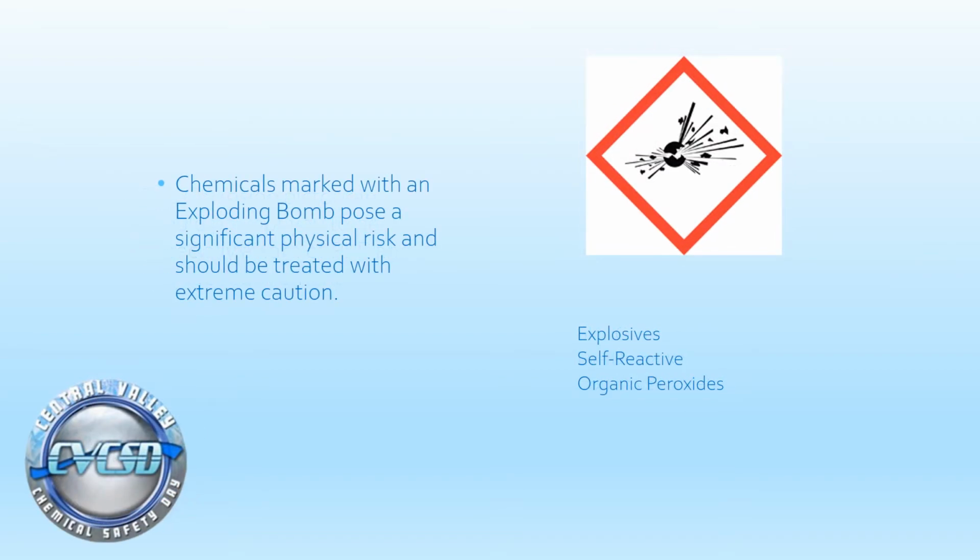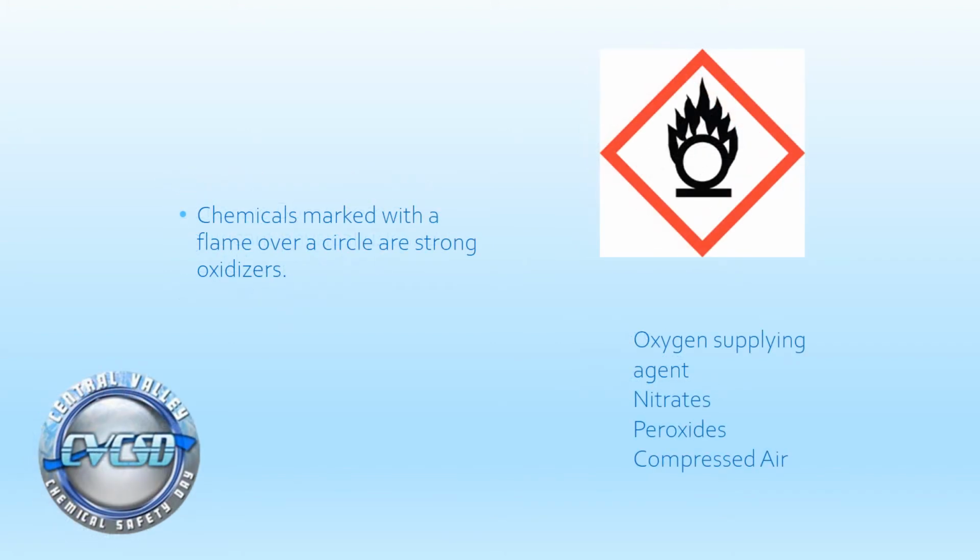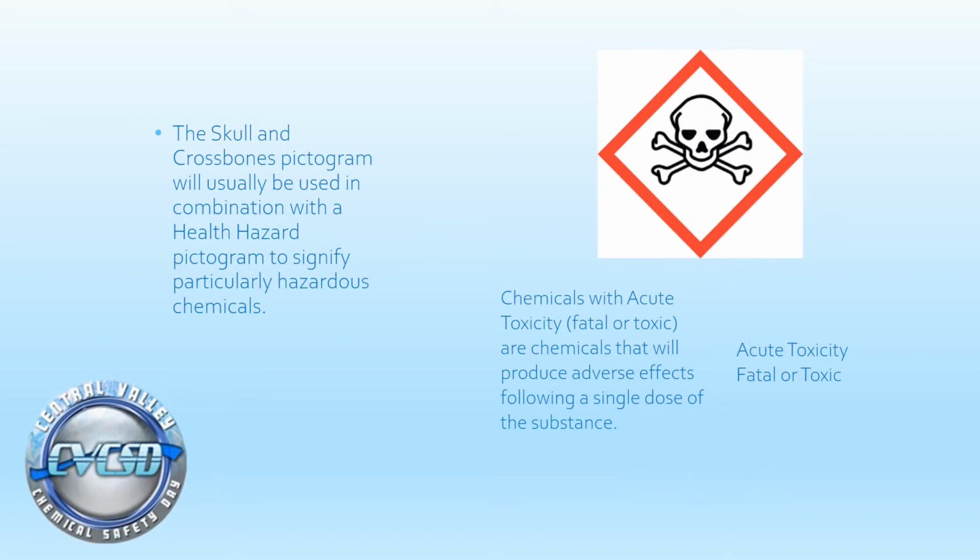Chemicals marked with an exploding bomb pose a significant physical risk and should be treated with extreme caution. This includes explosives and self-reactants. Chemicals marked with a flame over a circle are strong oxidizers. The skull and crossbones pictogram will usually be used in combination with a health hazard pictogram to signify particularly hazardous chemicals.